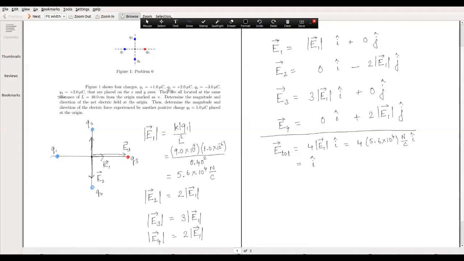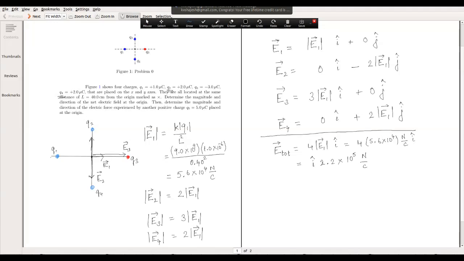So E total is 5.6 into 4, that's 56 into 4, that's 224, so 22.4 into 10 raised to 4. So that's 2.2 into 10 raised to 5 Newton per Coulomb. That's your electric field at the origin as a resultant of all the four charges, and it's clearly going in the horizontal direction. The vertical components exactly cancel out.